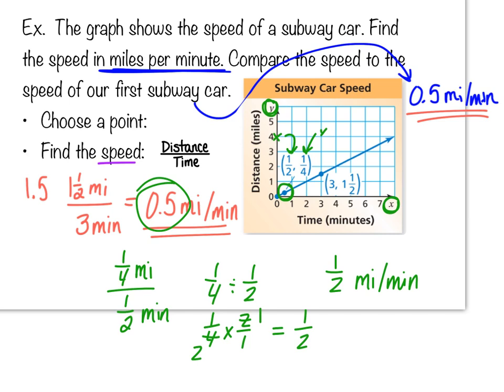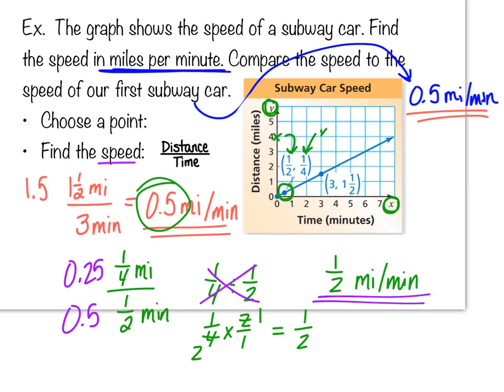In fact, instead of using fractions, if you wanted to not use fractions, you could call this 0.25. Again, that's the nice thing about knowing these simple fractions: what are they as decimals? 0.25 divided by 0.5 would give you 0.5. And so we get the same answer.